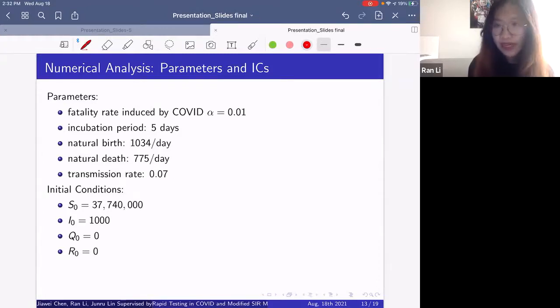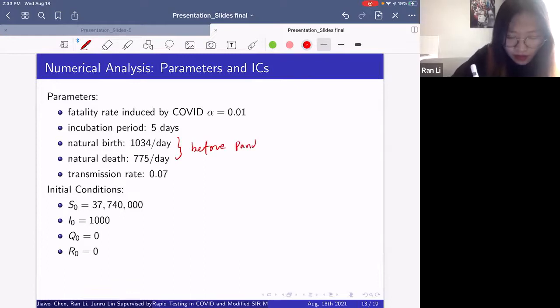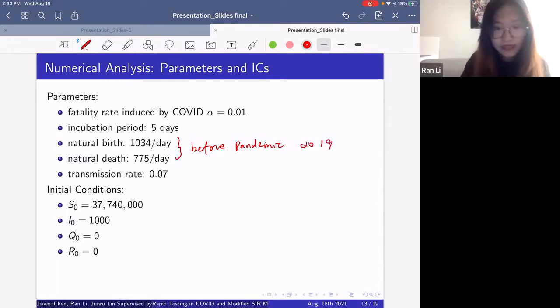So here are the parameters and initial conditions that we choose. For parameters, we choose the fatality rate induced by COVID, alpha, at 0.01. This is the estimated one. And the incubation period is 5 days. And natural births is 1,034 people per day. Natural deaths is 775 per day. Transmission rate is 0.07. Okay, so these two numbers are the natural births and natural deaths before the pandemic. We get this data from Statistics Canada, and this is the data from 2019, before the pandemic.